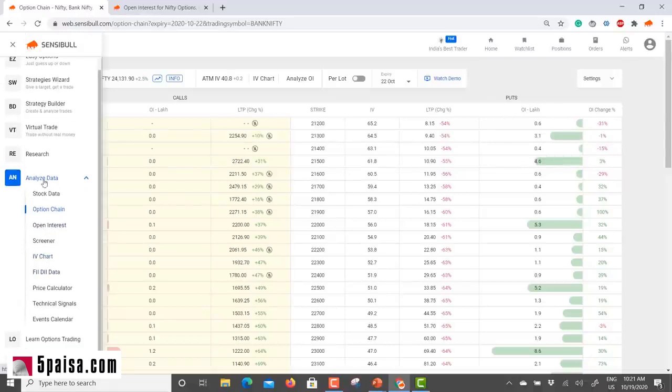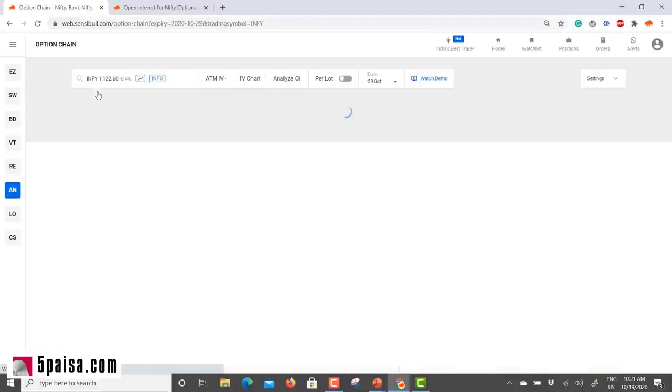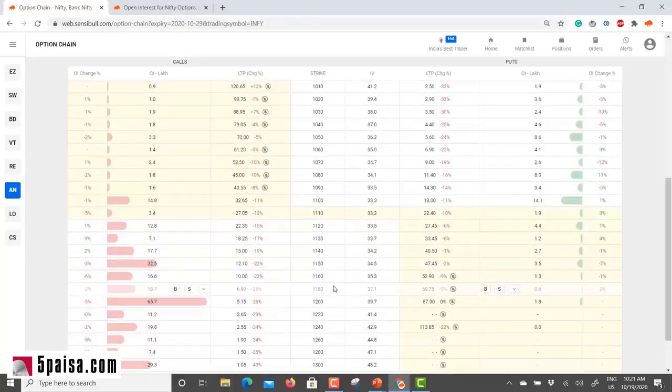So let me change the stock to Infy. So this is Infy. Now here's the interesting part, right? 12,000 has a lot of calls, and 12,000 seems like a very big resistance. Now let's see if that is true.